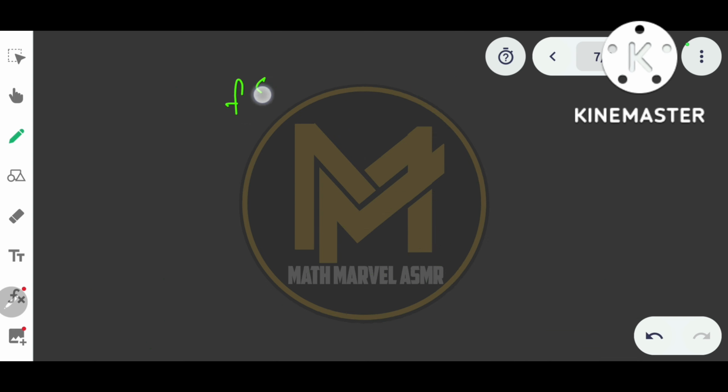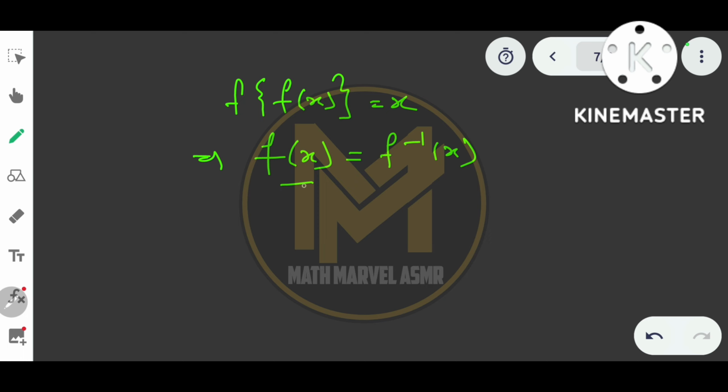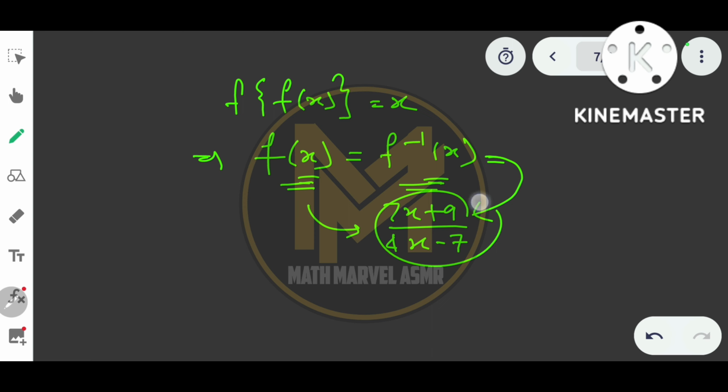We derived that f of f of x equals x. So it means f of x equals f inverse of x. So obviously, f of x we know from the question is 7x plus 9 divided by 4x minus 7, so obviously f inverse of x is also equal to this. So this function is actually equal to its inverse. This function is the inverse of itself.